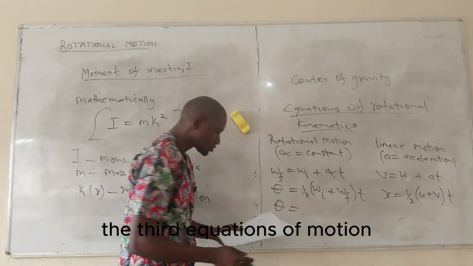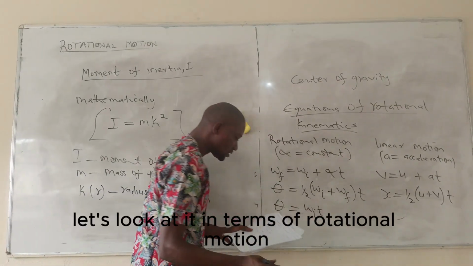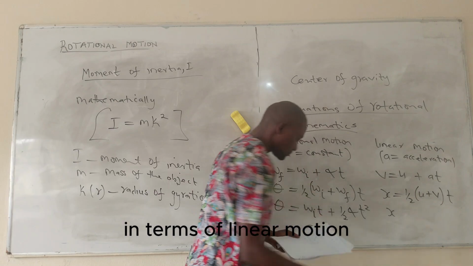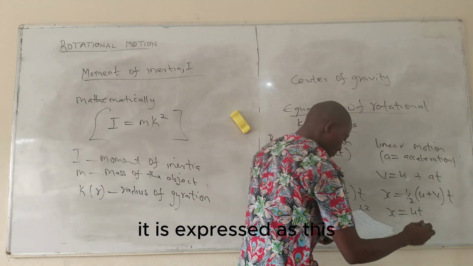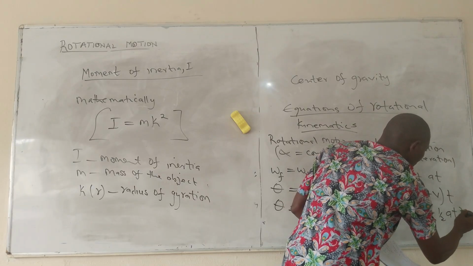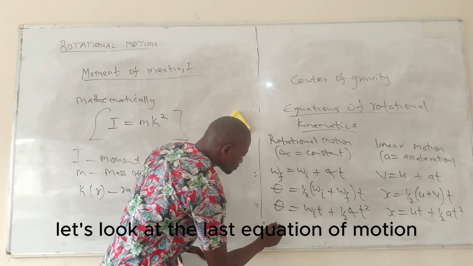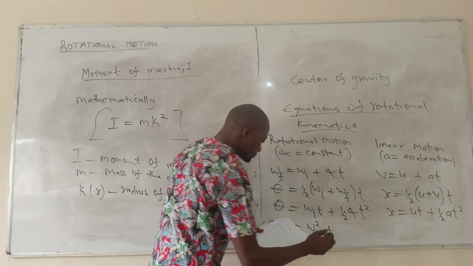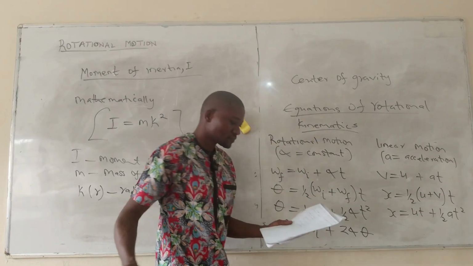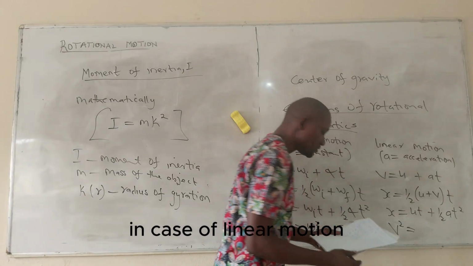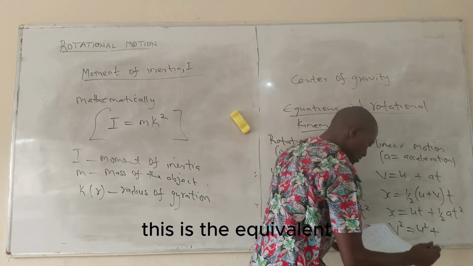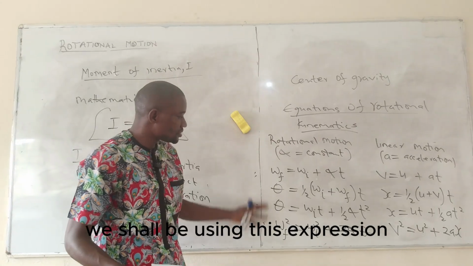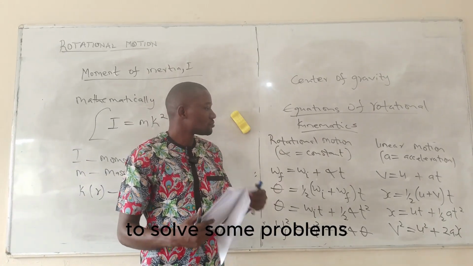The third equation of motion, let's look at it in terms of rotational motion. In terms of linear motion, it is expressed as this. Are you following? Okay, let's look at the last equation of motion. In the case of rotational motion, what is the equivalent in the case of linear motion? This is the equivalent. Is that taken? So we shall be using these expressions to solve some problems.